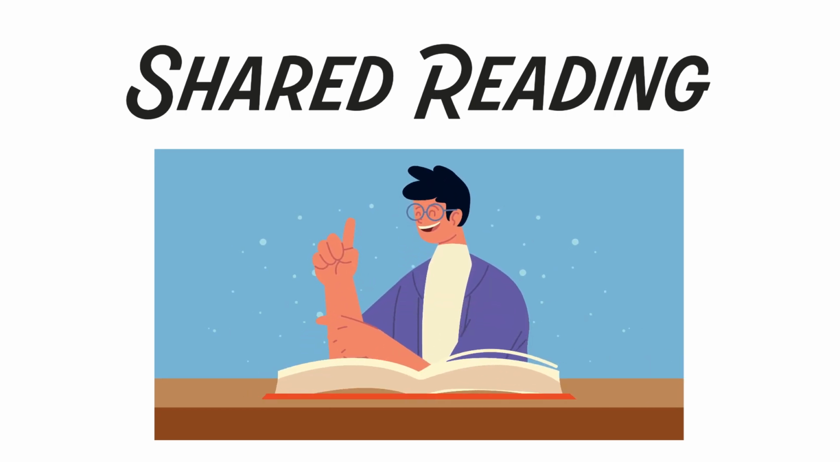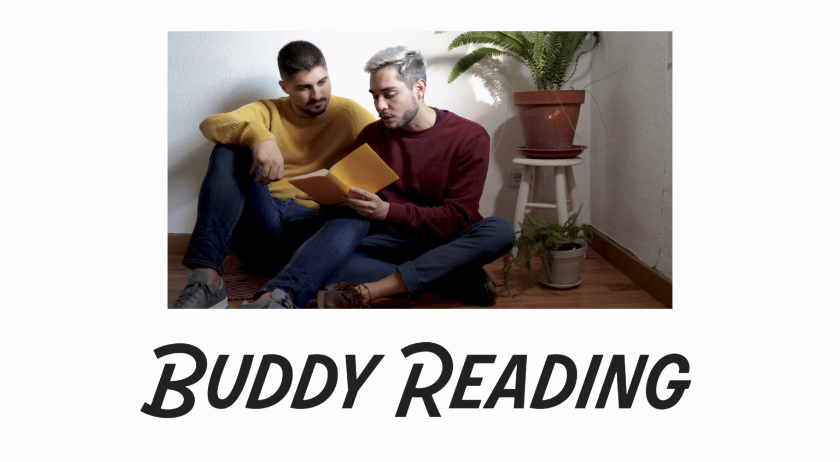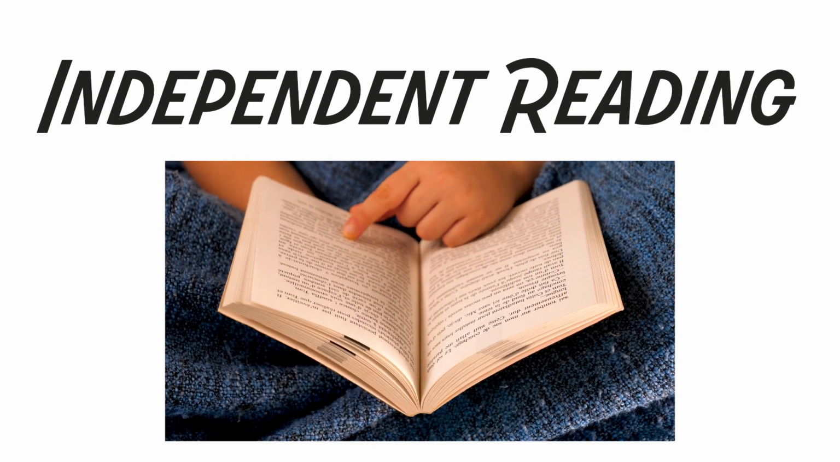During shared reading, the teacher reads aloud while the students follow along. Buddy reading is when 2 or 3 students read together and take turns reading. And during independent reading, students read alone on their own at their own pace.